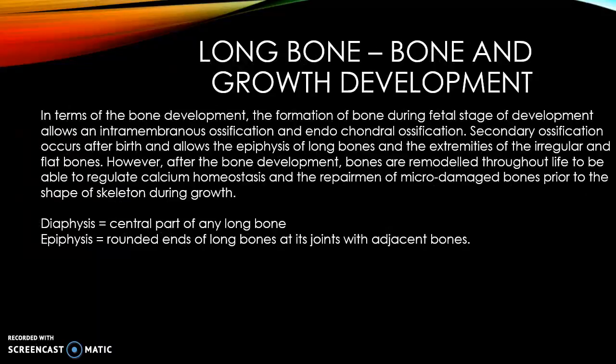The bone growth and development of the long bone. The formation of the bone during the fetal stage of development occurs by intramembranous ossification and endochondral ossification. The secondary ossification occurs after birth and allows the epiphysis of long bones and the extremities of the irregular and flat bones. However, bone is remodelled throughout life to regulate calcium homeostasis and repair microdamaged bones, as well as to shape the skeleton during growth.